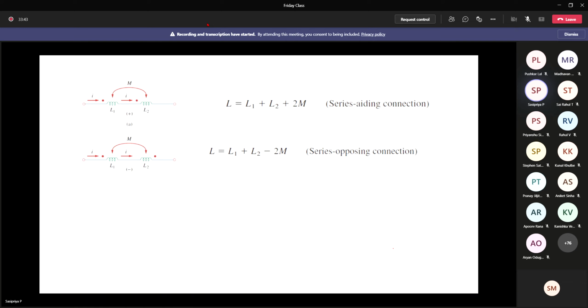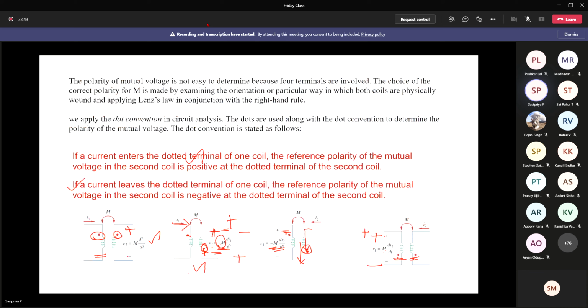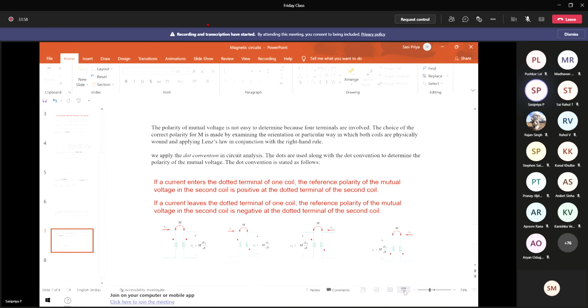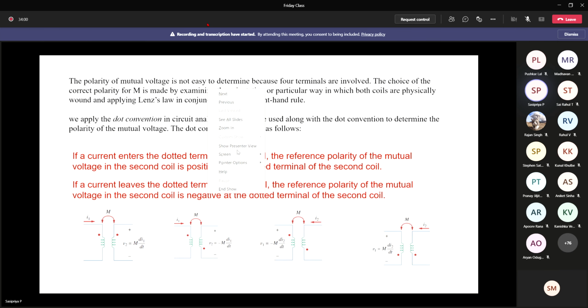Yes. Can you please explain the second circuit once again? Yeah, the second circuit, this one. Is this one? Yes, ma'am, this one. Yes, one minute. Okay.